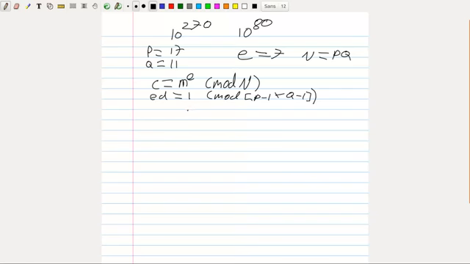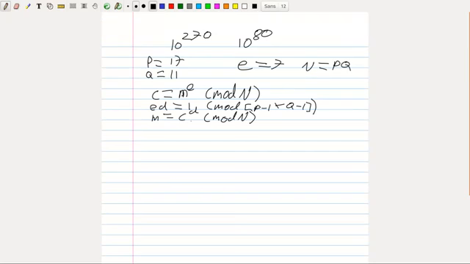So the final equation that we need to know is how to get the message text, and the message text is equal to the ciphertext to the power of the decryption key, applied to the mod of N. That's at the end how we're going to get back to the message text. So for the purposes of this, I'm going to say that Alice wants to send Bob a kiss.